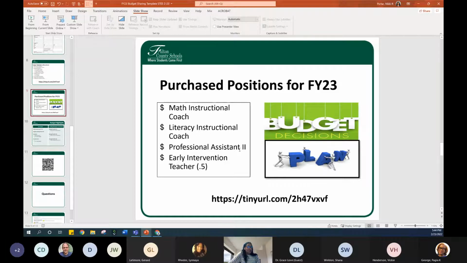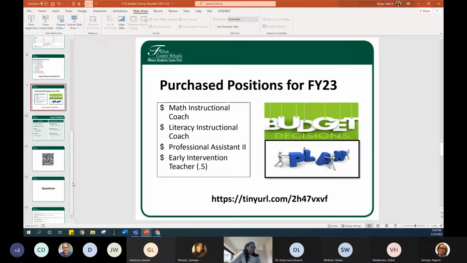We followed the same pattern with purchasing a professional assistant. The PA2 is connected to relationships and routines, because this person not only supports the front desk and the daily operations with visitors and volunteers in our building, but also serves as a liaison to parents and community members. As shared, we lost several EIP teacher positions, so we opted to purchase a 0.5, so we would have a full 3 instead of the 2.5 allotted.